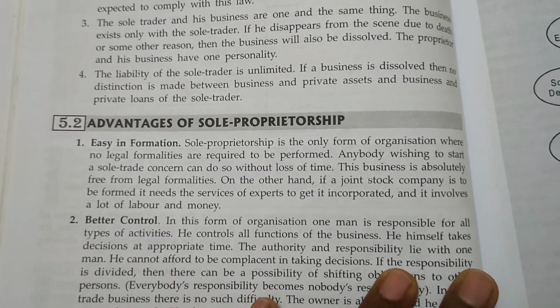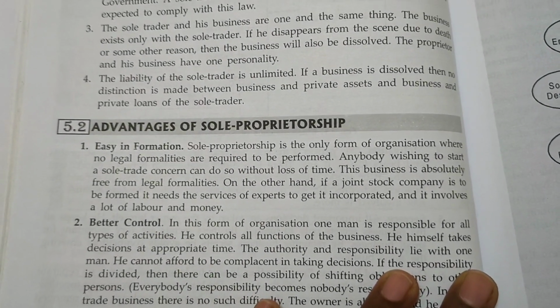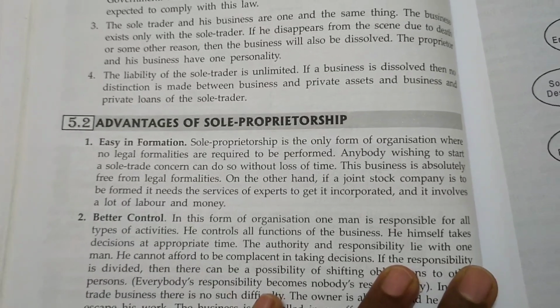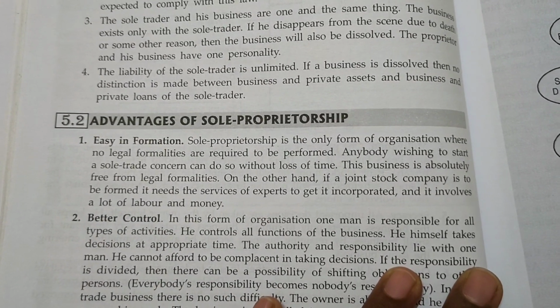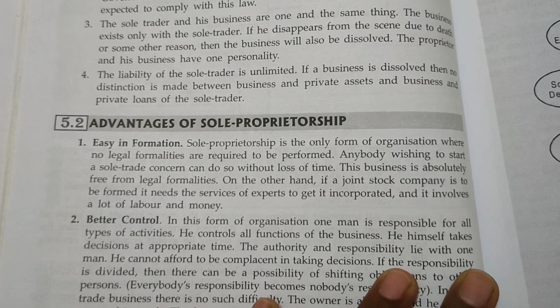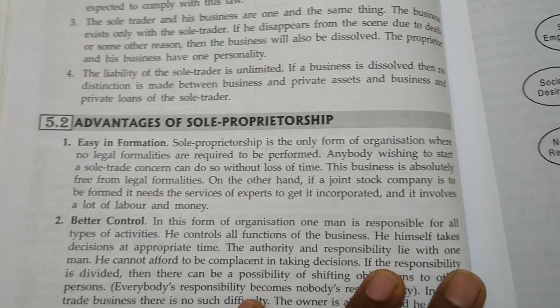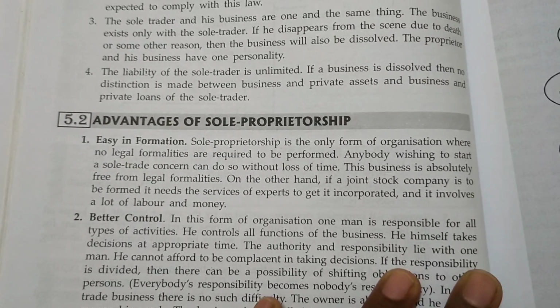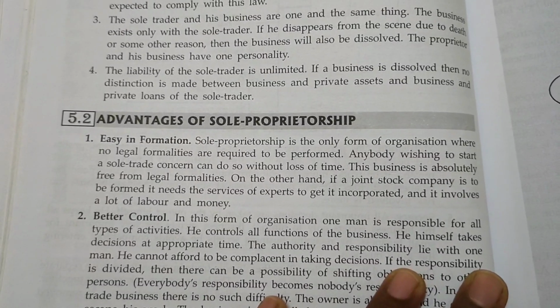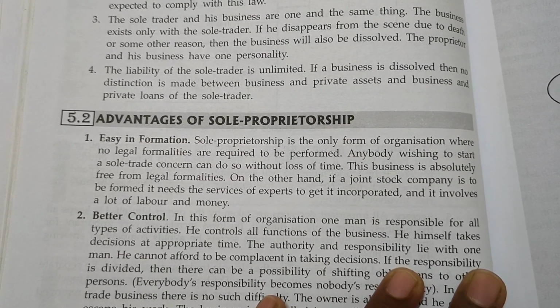If, suppose, you want to open a general store, no documents are required for that. You can directly start that business. Why? Because there will be a single owner. So legal formalities are not required for starting a sole proprietorship business.